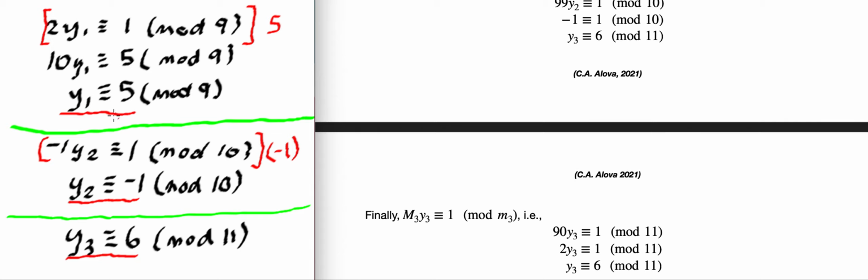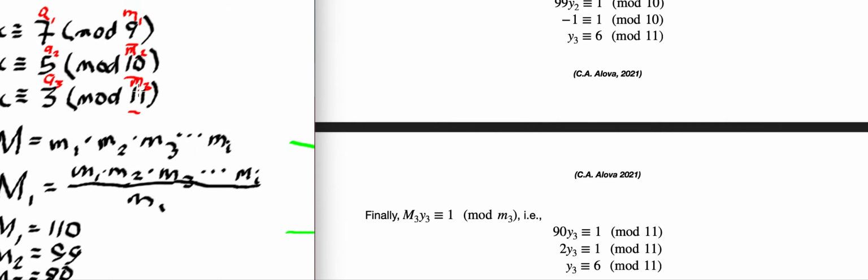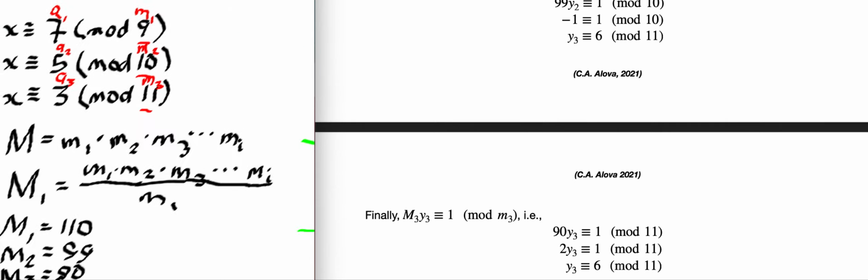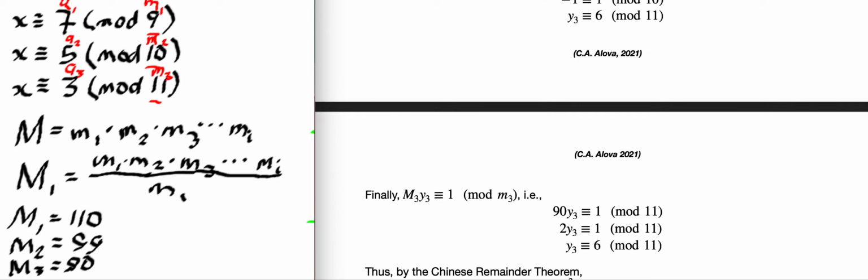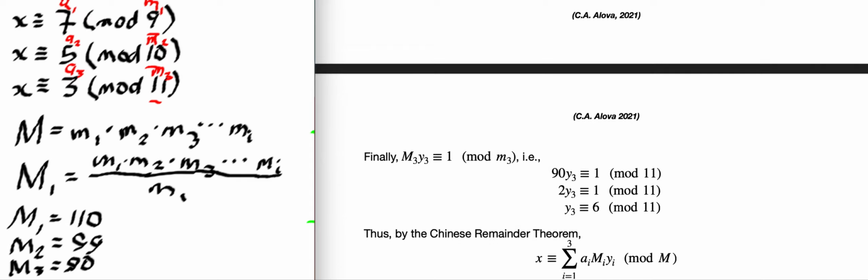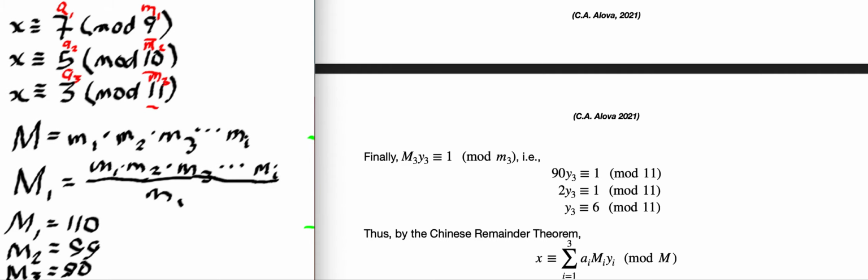Okay, so we have our y sub 1, y sub 2, y sub 3, and we have our small m sub 1, small m sub 2, small m sub 3. We have a sub 1, a sub 2, a sub 3. We have our big M sub 1, big M sub 2, big M sub 3. Now we are ready to face the Chinese remainder theorem. Recall the Chinese remainder theorem has this general solution. Actually, this can be n, i.e. starting from 1 to n, but we end with 3. There are 3 congruences here, so we also end with 3.